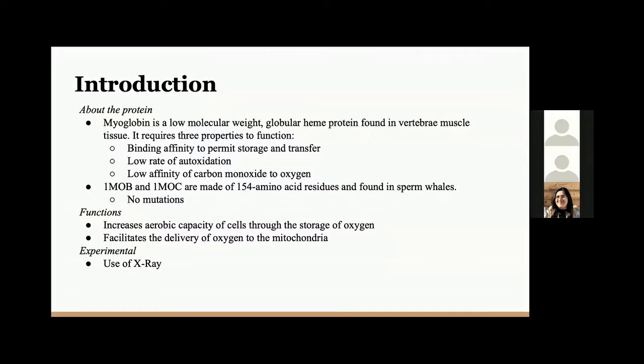To introduce the protein we've chosen, myoglobin is a low molecular weight globular heme protein found in vertebrate muscle tissue. It requires 3 properties to function. First, a binding affinity to allow storage and transfer. Second, a low rate of auto-oxidation. And lastly, a low binding affinity of carbon monoxide to oxygen.